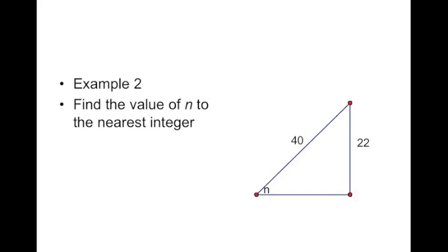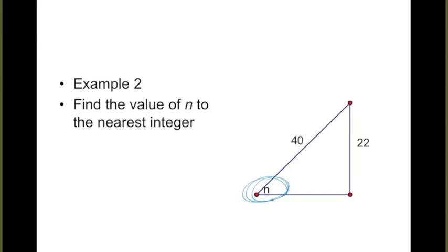Okay. So in our next example, we're looking at solving for an angle. When you're solving for sides, you can choose which of the two acute angles you want to focus on. When you're solving for an angle, you need to focus on that angle. So according to that angle, what kind of a side is 22? And what kind of a side is 40? So opposite and hypotenuse is which trig function? Sine.